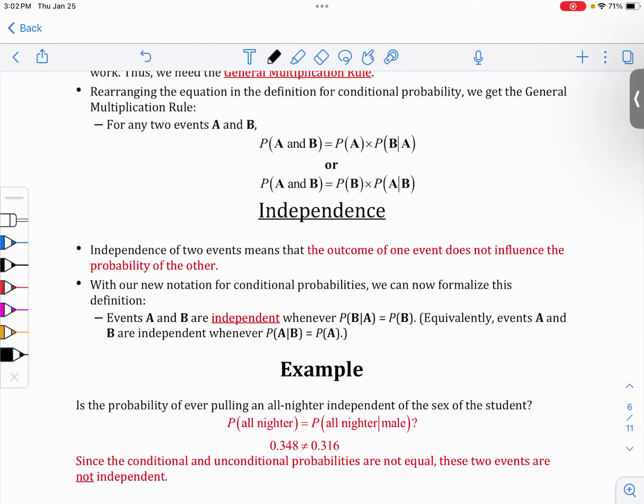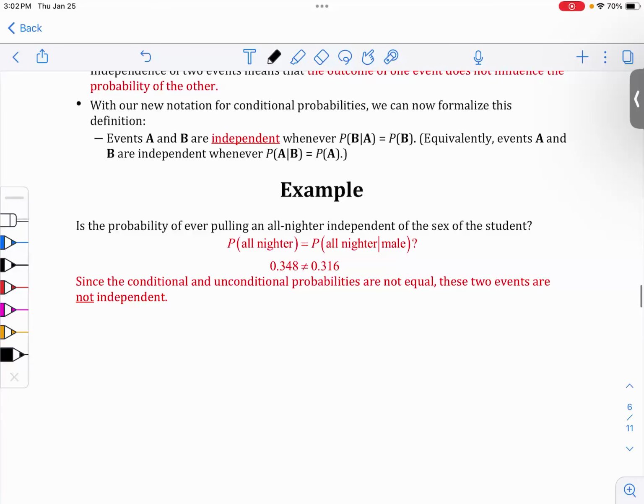It might be, all right? But the whole point is that we have to identify that within context. So let's look back to our all-nighter and gender example. Is the probability of pulling an all-nighter independent of the gender of a student? So we already found the probability of all-nighter, and we already found the probability of all-nighter given males.